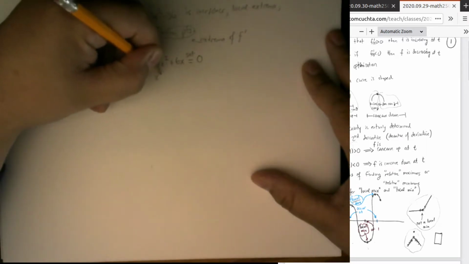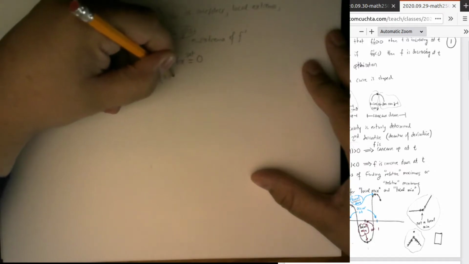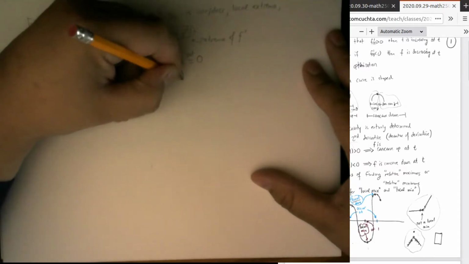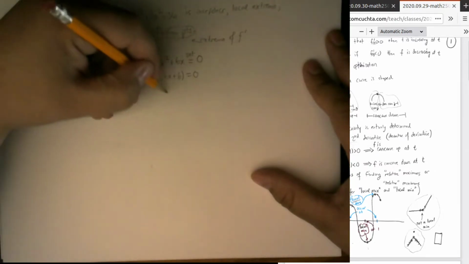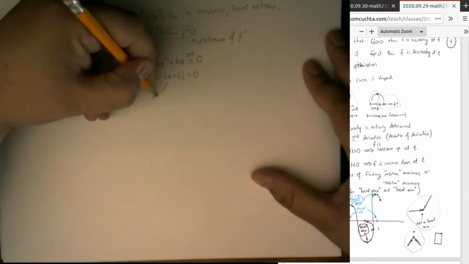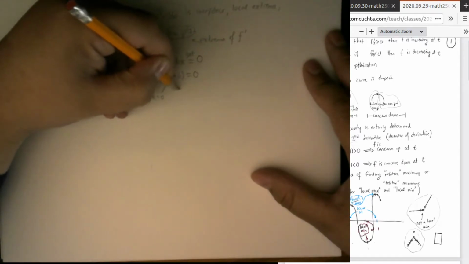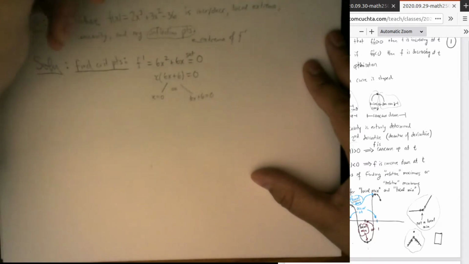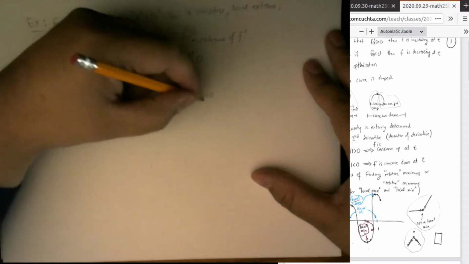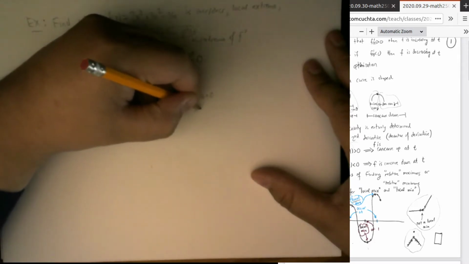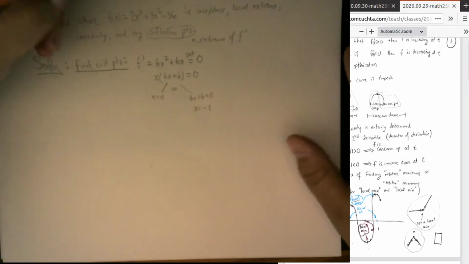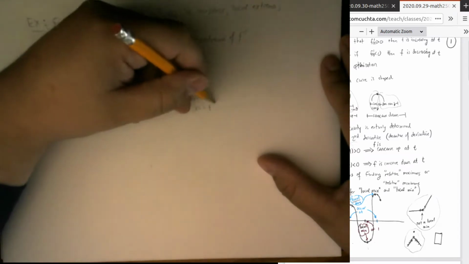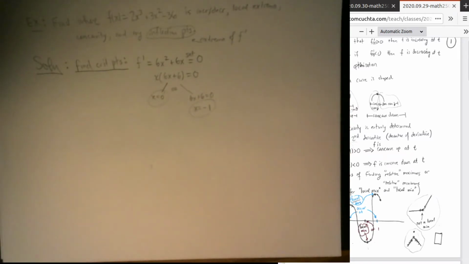So I can solve this by factoring out an x. Really, I can factor out a 6x, but whatever. And I'll get two solutions. I'll get x equals 0, or I'll get 6x plus 6 equals 0. Now, this thing is easy to solve. You subtract the 6, you divide by 6, you'll get x is minus 1. So these are my critical points. Those are places where f could have a maximum or a minimum.